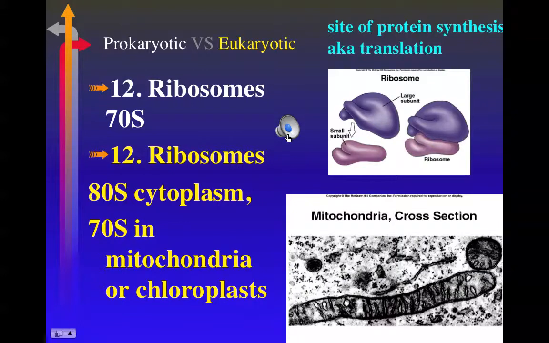Now, both pro and eukaryotic cells can have ribosomes. The difference between the two types of cells and their ribosomes is essentially the composition and the size. Now, ribosomes are sites or locations for protein synthesis. Protein synthesis is also called translation. So those are two different phrases or descriptions for the same process. The site of protein synthesis, also called translation, would be found on the ribosome.